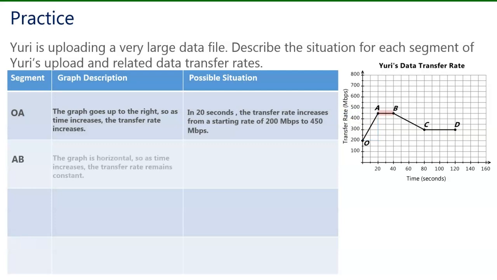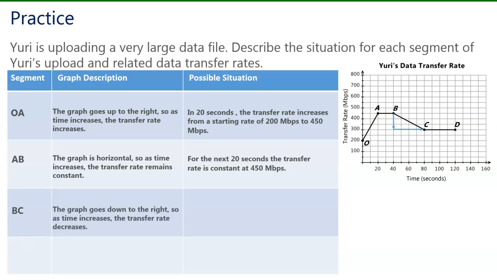Segment AB. The graph is horizontal, so as time increases, the transfer rate remains constant. For the next 20 seconds, the transfer rate is constant at 450 megabits per second. Segment BC. The graph goes down to the right, so as time increases, the transfer rate decreases. We could say that over the next 40 seconds, the transfer rate decreases from 450 megabits per second to 300 megabits per second.